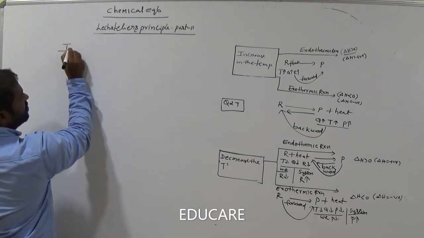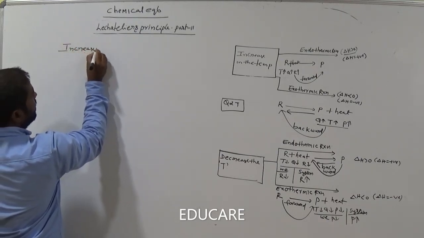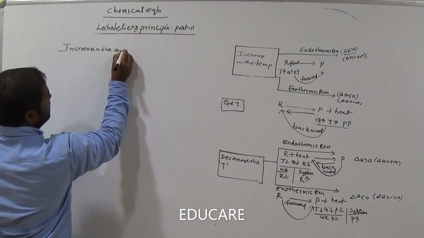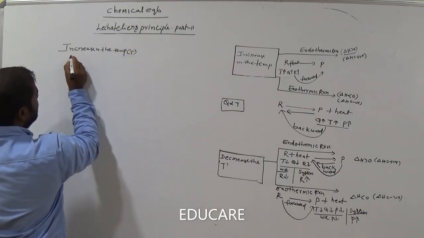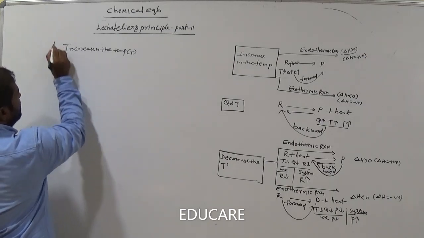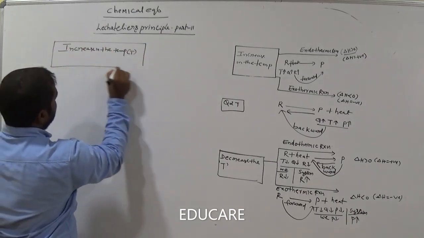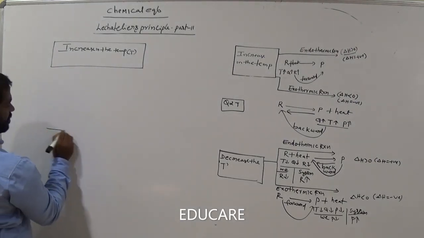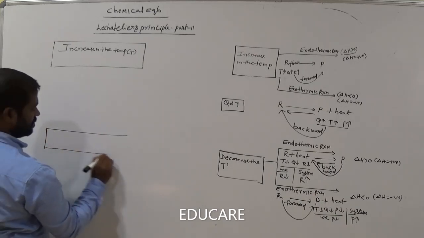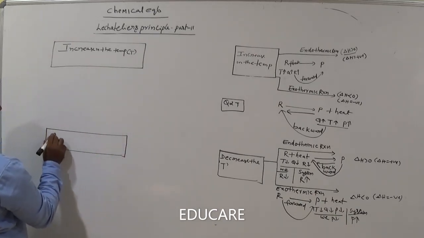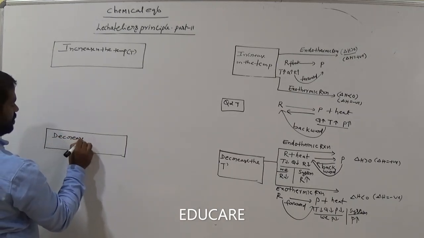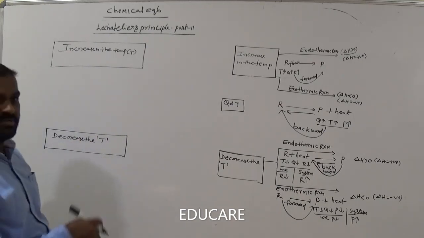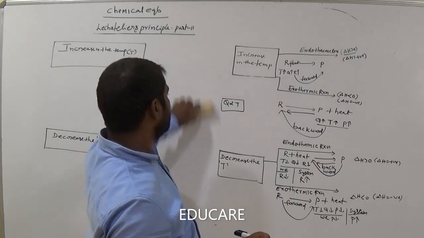So now here we have two cases. One is an increase in the temperature T in the system. Is it clear? And the second thing is a decrease in the temperature in the system. Okay, so it may be exothermic or endothermic. Is it clear?